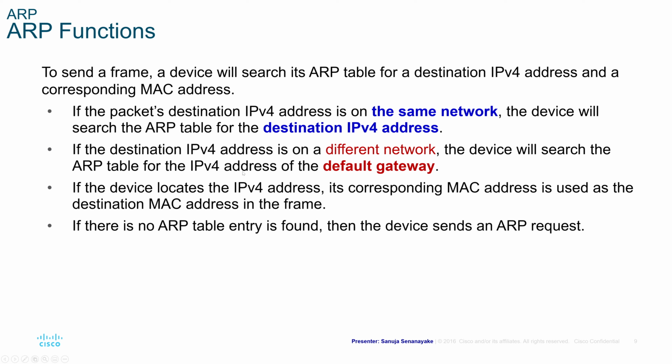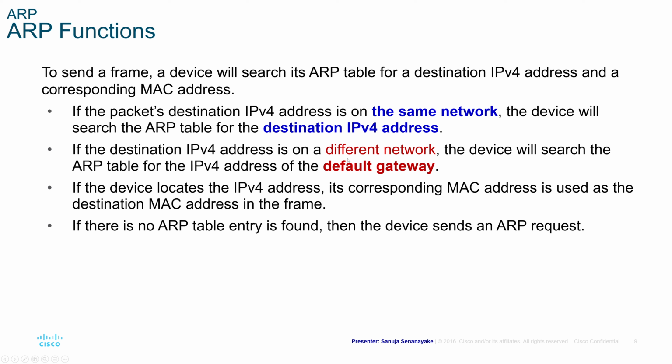If the packet's destination IPv4 address is on the same network, the device will search the ARP table for the destination IPv4 address. If the destination IPv4 address is on a different network, the device will search the ARP table for the IPv4 address of the default gateway. This is a very important concept that you should learn.